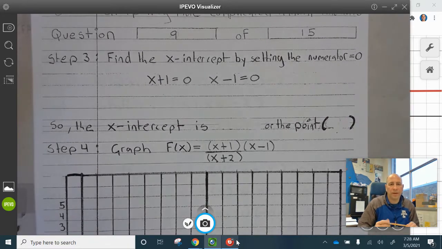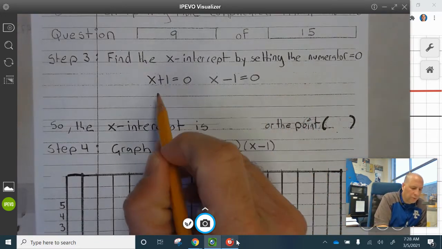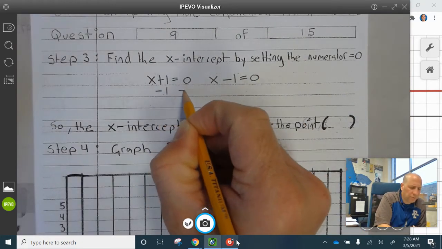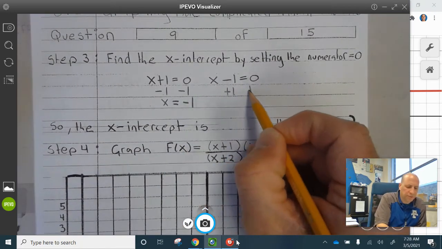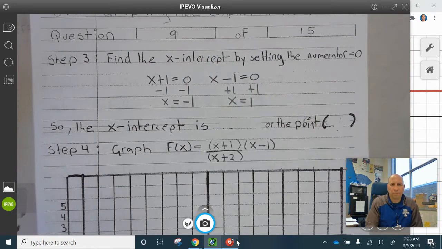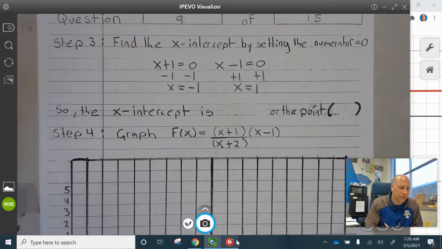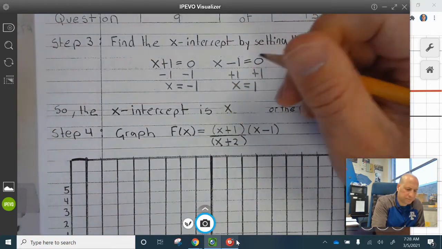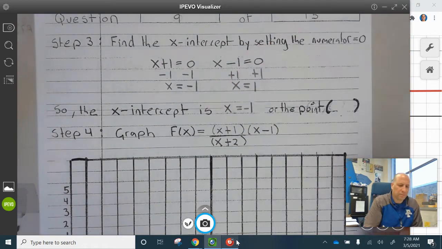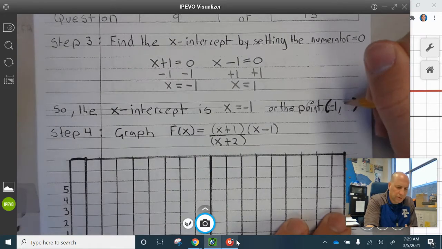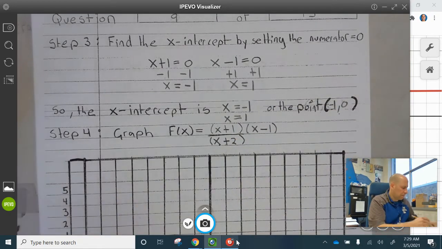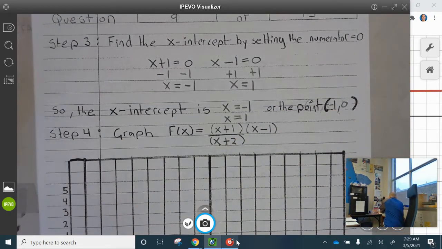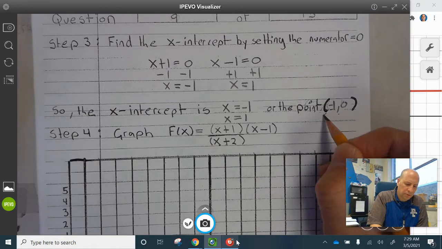So, step 3, find the x-intercept by setting the numerator equal to 0. So, x plus 1 equals 0, x minus 1 equals 0. So, we're going to subtract 1 from both sides. So, x equals -1, and add 1 to both sides. x equals 1. Okay, so the x-intercept is x equals -1, or the point -1, 0. And there's actually 2, so it's also x equals 1. So the point 1, 0.